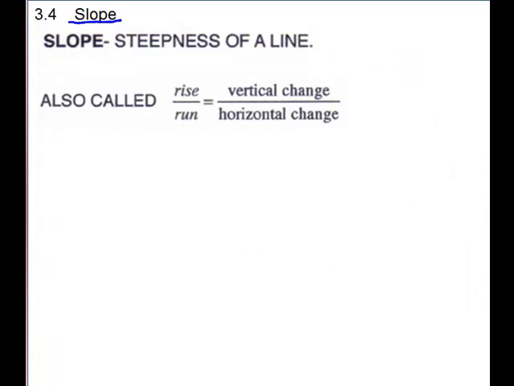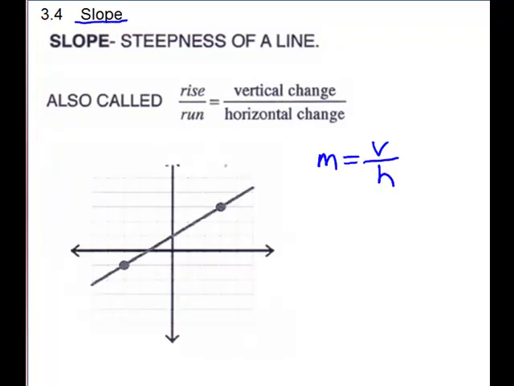Next, we'll take a quick look at slope. Slope is a number which represents the steepness of the line. It is a ratio of the vertical change to the horizontal change, or the rise over the run. We often use the letter m for slope.